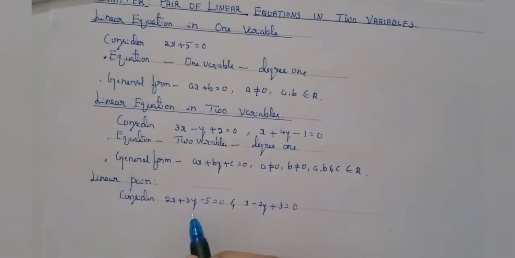So, if we consider these two linear equations in two variables together, then they are said to form a linear pair. So, two linear equations in the same two variables when considered together are said to form a linear pair or a system of linear equations.